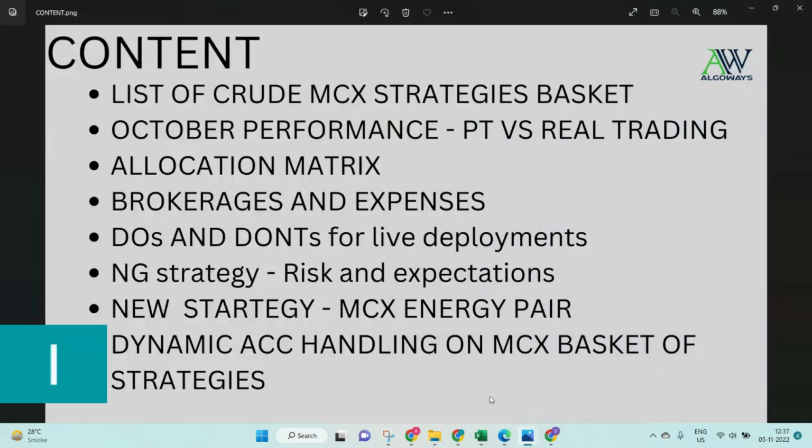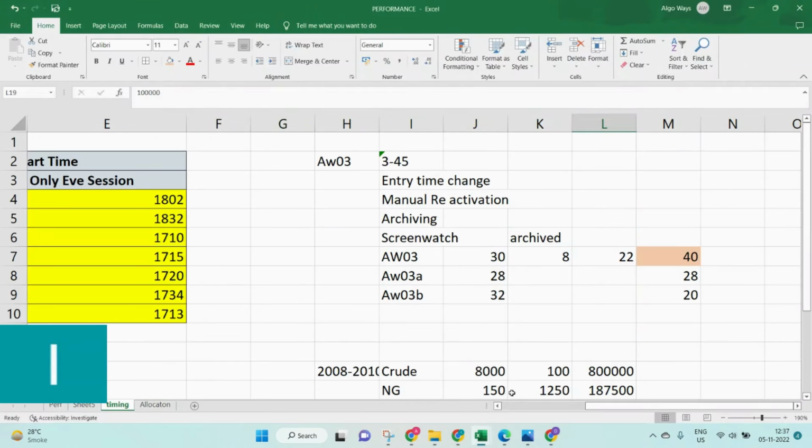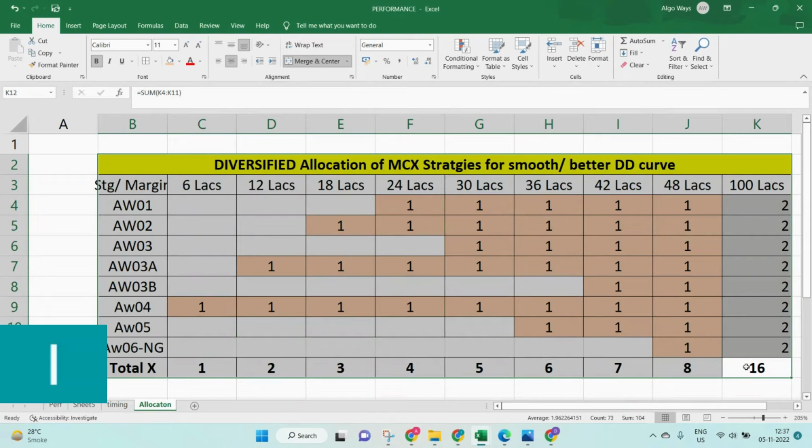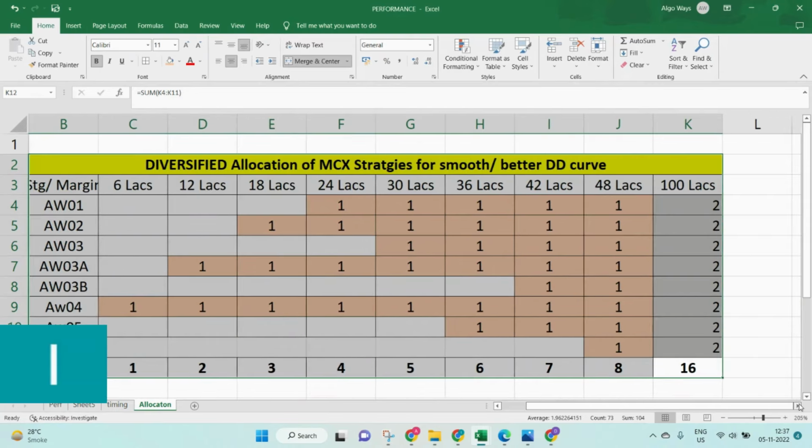The last thing is dynamic handling of the MCX basket of strategies. What does this mean? I have given this allocation matrix. As I told, crude movements during the day after 3:30 are such that they require some experience and some handling of strategies, and putting your mind also into which strategy to deploy and which strategy to start at what time, depending upon the market move and the day.